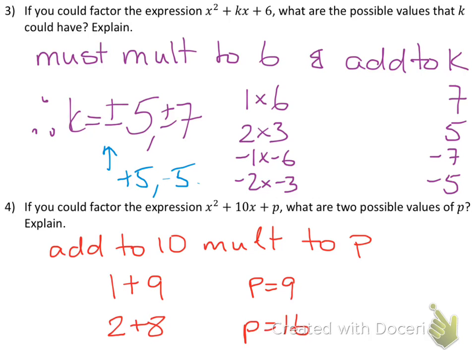That's why we first look for things that multiply to the last number, and then we find their sum. Okay? So these are just two examples. Could be many more.